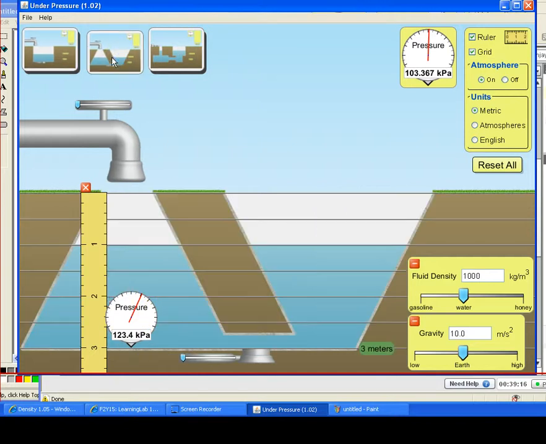Okay, finally, I want to look at this and measure the pressure over here, just above the outlet valve. Can you see that it's also 123.4, but the height of the water column above it is not 1 meter? The height of the water column is only this much. Here it's this much, but the pressure here, which is 123.4, is the same as the pressure here, which is 123.4. Can you see this?